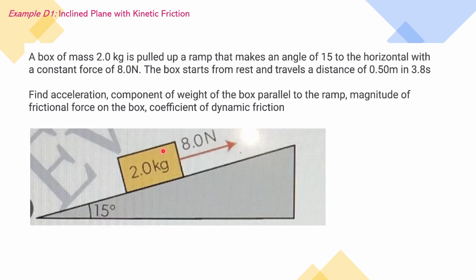So a box of mass 2 kilograms is pulled up a ramp that makes an angle of 15 degrees to the horizontal, with a constant force of 8 newtons. The box starts from rest and travels a distance of 0.50 meters in 3.8 seconds. So find the acceleration, the component of weight of the box parallel to the ramp, the magnitude of the frictional force on the box, and the coefficient of dynamic friction.